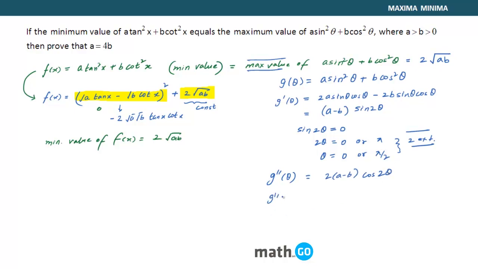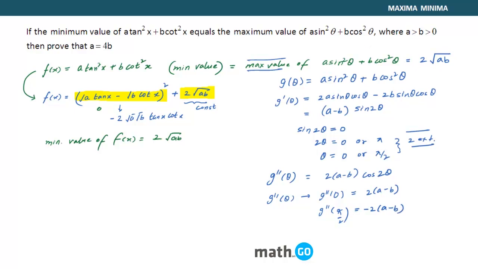What is g double dash theta at 0? We want to find g double dash theta at x equal to 0, let's say. So this will be 2 times a minus b, right? And let's say what will be the value when we say g dash pi by 2. Sorry, yes, pi by 2. Now tell me what will be the value. So this value will be nothing but negative of this particular value.